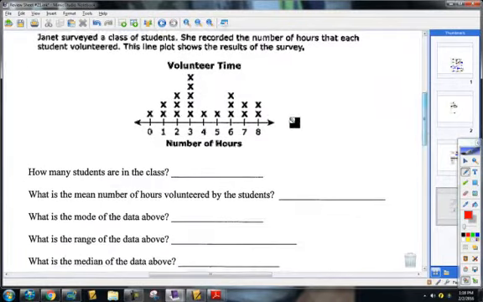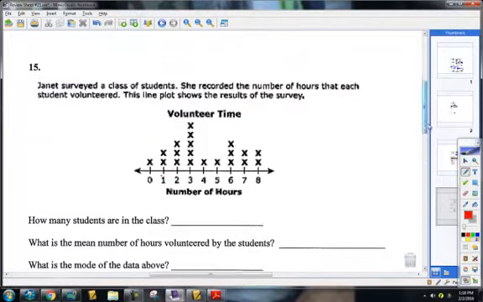All right. This is a dot plot, or a box plot, or no, not a box plot. Sorry, dot plot. Sometimes you've seen these with dots. Just remember, every X is representing a student. It's saying, like this student right there, even though it's on 0, that there was one student in the class that didn't volunteer any time. That one student volunteered 0 hours. Then there were 2 students that volunteered 1 hour, and so on and so forth.